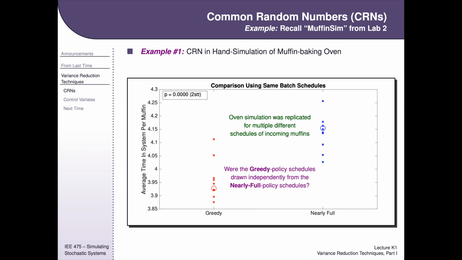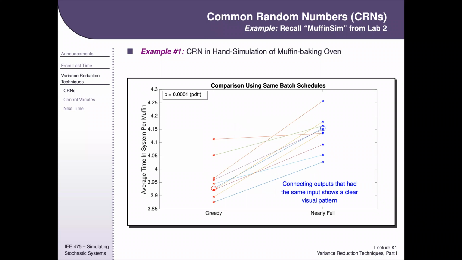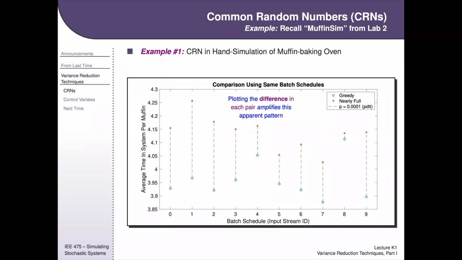When we think about the outputs here, we can't think about them independently. We have to pair them up. So maybe this is the case for ASU IDs ending in 0: this is what happened when you took that schedule and put it in the greedy and nearly full. Maybe ASU IDs ending in 1 was this line up here, where you give the same one to greedy as you do to nearly full, and so on. We got 10 different lines here, but all the lines have an upward slope, which I can summarize, and I talked about this earlier with the paired difference stuff.